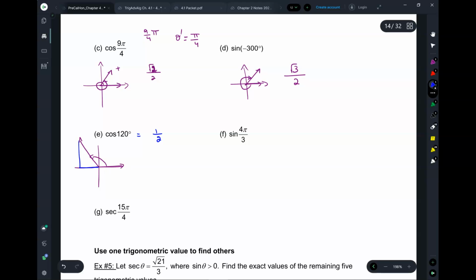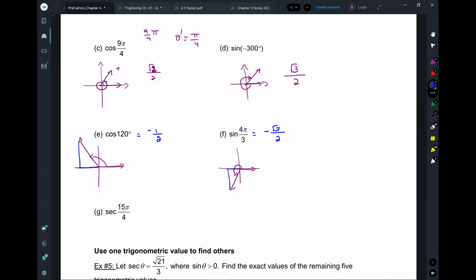1/2. Negative or positive? Negative. Okay. Now 4 pi over 3. Who can tell me what quadrant? Third. We're sure? As long as you're sure, it's 1 pi and a third pi. So I went 1 pi and another third pi, so here I ended up with the larger angle. Sine is the larger side, root 3 over 2, and it's negative.